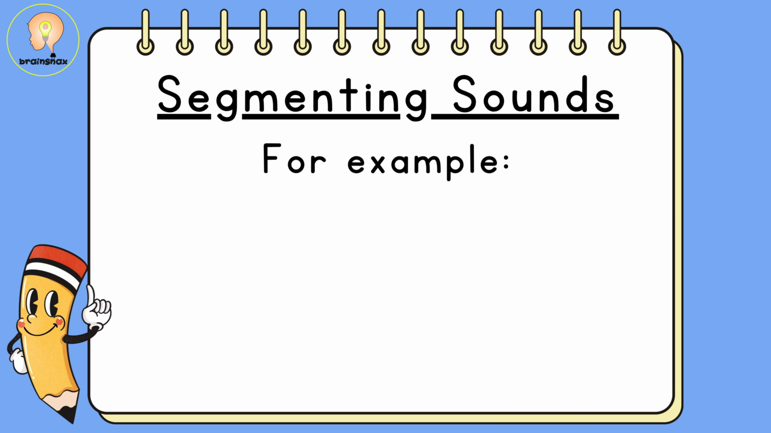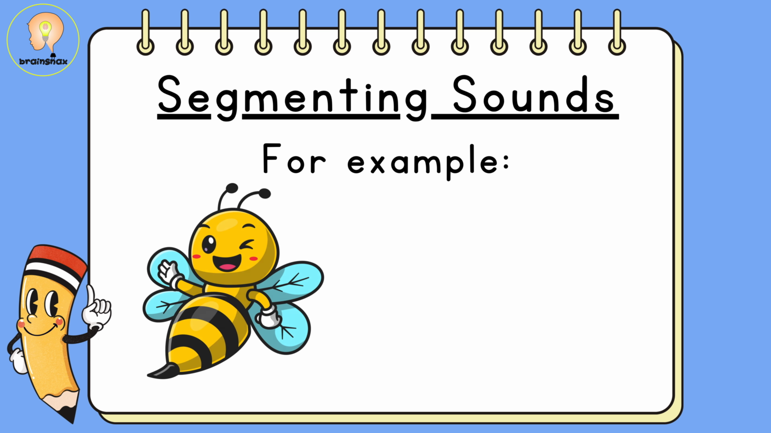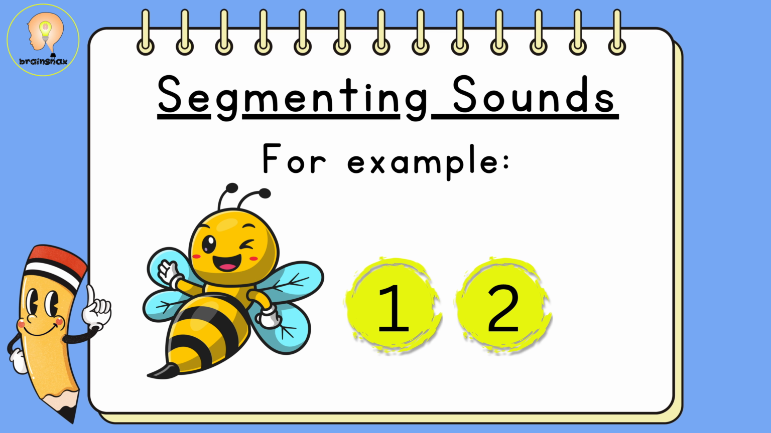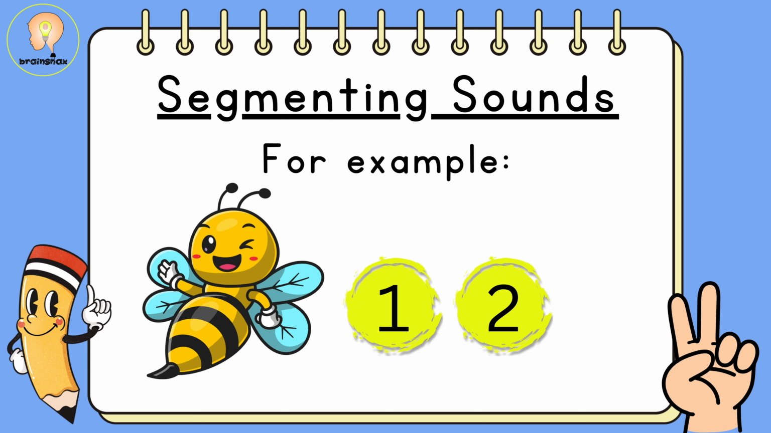For example, be. How many sounds do you hear? B. E. Be has two sounds.